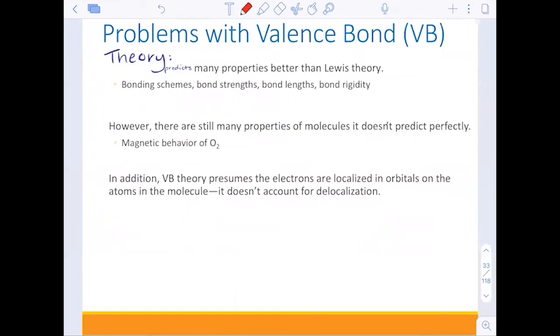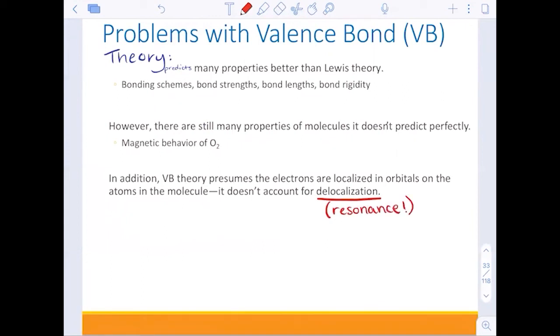Now, here are some problems with valence bond theory. I know, right? It seems great. Why would we have any problems? It has bonding schemes. It expresses bond strengths and bond length and bond rigidity with our single, double, and triple bonds. However, it still doesn't predict perfectly the magnetic behavior of diatomic oxygen. And in addition, valence bond theory presumes our electrons are localized in the orbitals, and it doesn't account for delocalization, specifically resonance.